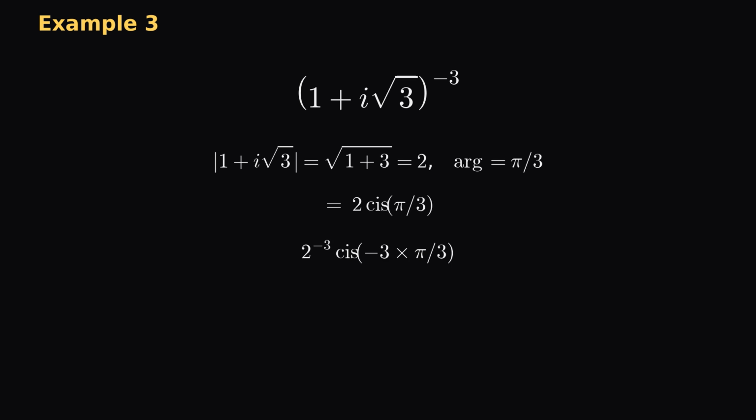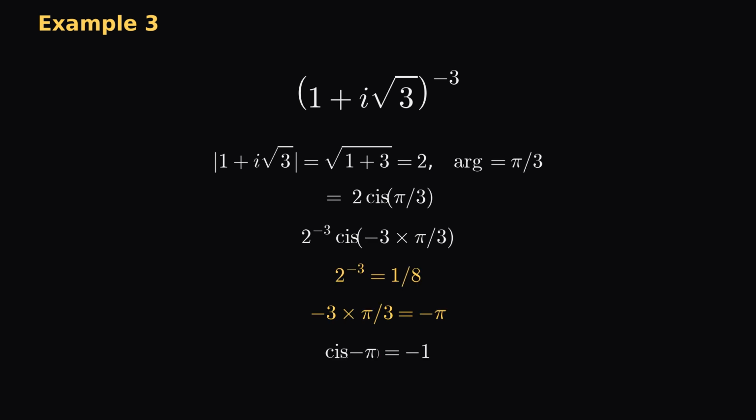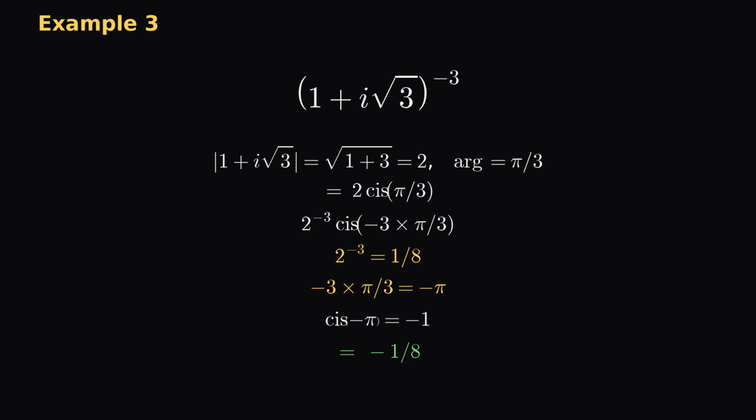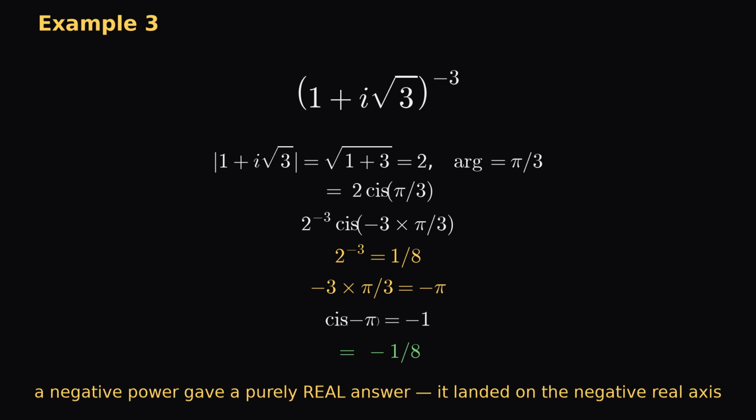Now de Moivre with n equals -3. 2 to the -3, cis -3 times π/3. 2 to the -3 is 1/8. And -3 times π/3 is -π. 1/8 cis -π. Cis -π is -1, so the answer is -1/8. And notice, a negative power gave a purely real answer. Nothing has gone wrong. The rotation just landed exactly on the negative real axis.